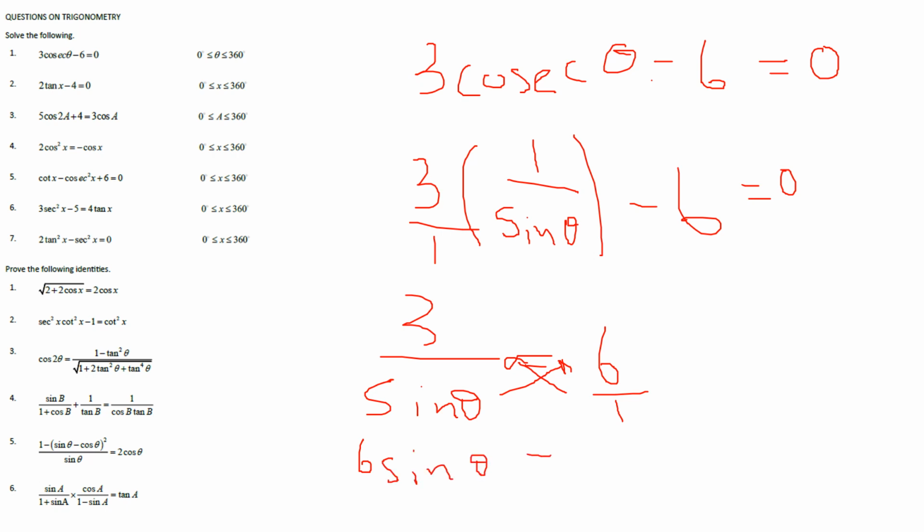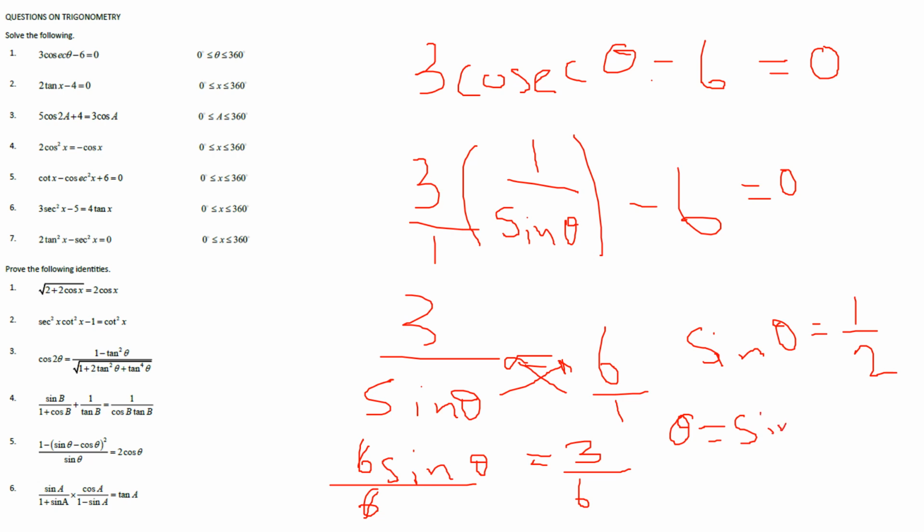is equal to 3. And then when you divide by 6, divide by 6, so that means your sine theta will be equal to 1 over 2, because remember 6 will cancel 6 here, and then 3 over 6 is going to be 1 over 2. And then now when we find the value of theta, you just do a second function. So it's going to be theta, second function of sine, 1 over 2.